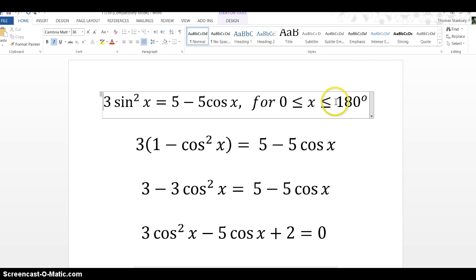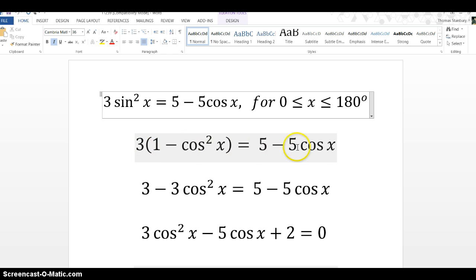So this is x less than or equal to 180 degrees, greater than or equal to 0. Notice I've got sine squared, but the 5 minus 5 cosine x isn't squared, and I don't have any identities with just that. So we know we can substitute in a Pythagorean identity for sine squared x. So I've got 3 times 1 minus cosine squared x. We substituted in for sine squared x.